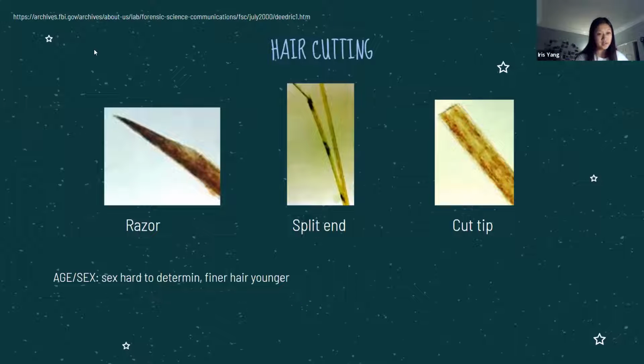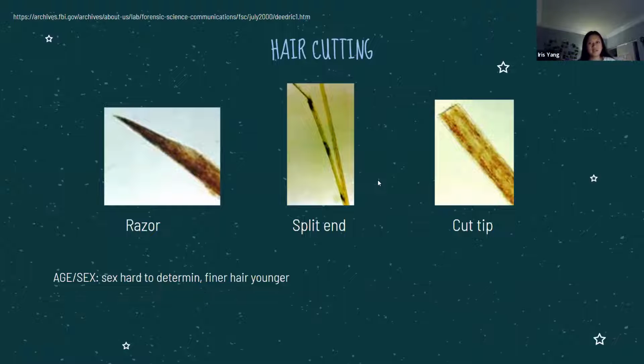Here are some cool images of how hair is cut differently. If you use a razor to cut your hair, like when you're shaving, it'll usually cut it at a diagonal, and it looks like that. Then split ends: if you have longer hair, I used to love finding split ends at the bottom of my hair. This is what it looks like under a microscope, and you can see how it splits here, and there are darker areas where it's weaker. And a cut tip is just cut straight across.